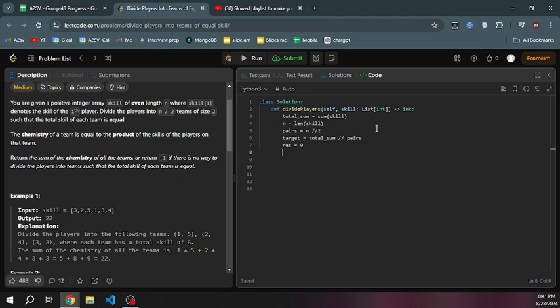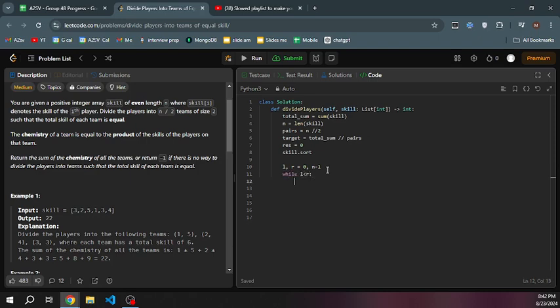Let's sort our skills: skill dot sort. After that, we can create our two pointer method to determine if the first and the last element sum to the target. Then we shrink into the middle part. To do that, let's point left and right. Left is going to be 0 and right is going to be the last index, meaning length of skill minus 1.